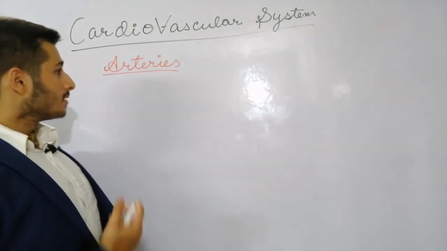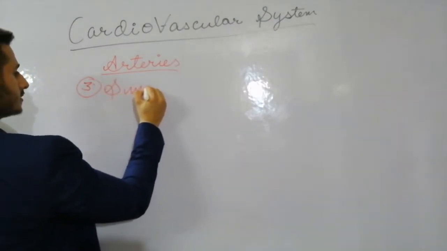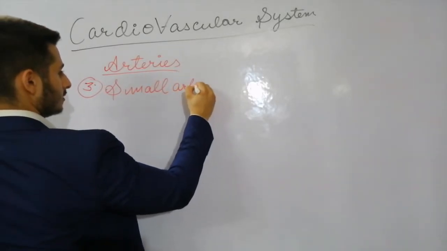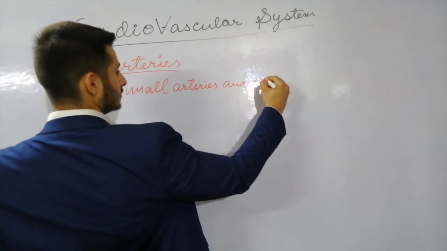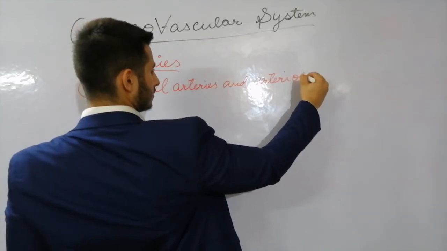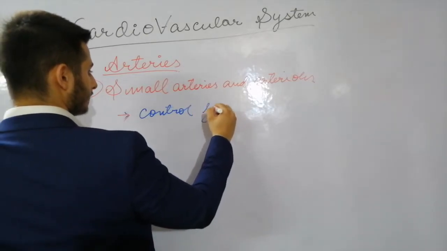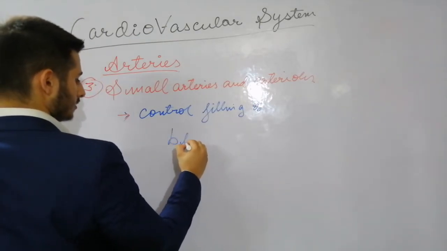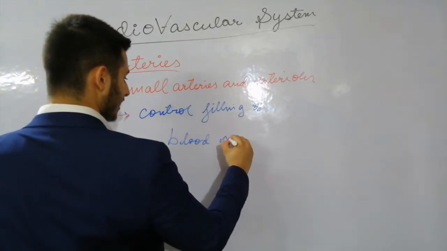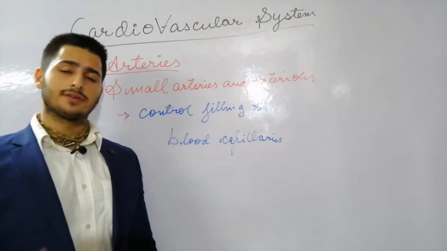The next class of arteries is small arteries and arterioles. They control the filling of blood capillaries, and they directly control the arterial pressure in the vascular system.